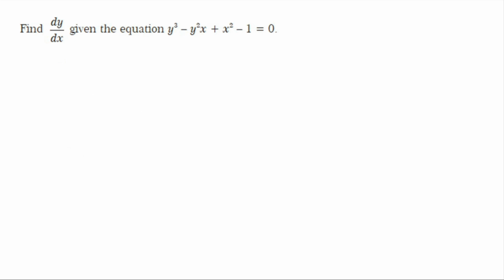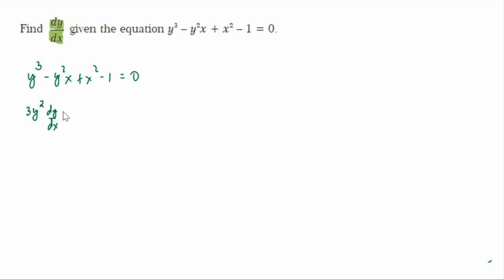So next we have: find dy over dx given the equation y cubed minus y squared x plus x squared minus 1 is equal to 0. I will write again y cubed minus y squared x plus x squared minus 1 is equal to 0. So we have here the first term, the derivative of y cubed becomes 3y squared. Since we are taking the derivative of y, then we are going to write here dy over dx. Or if you like, you can still use y prime.